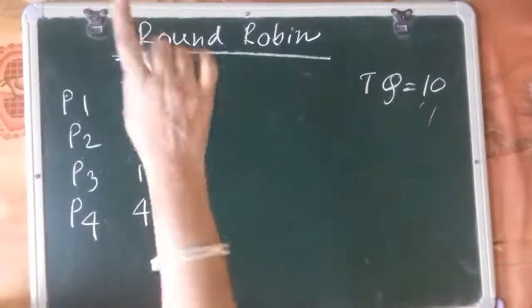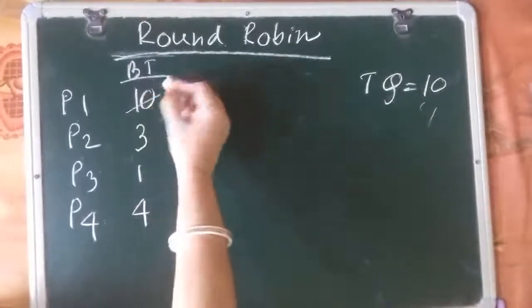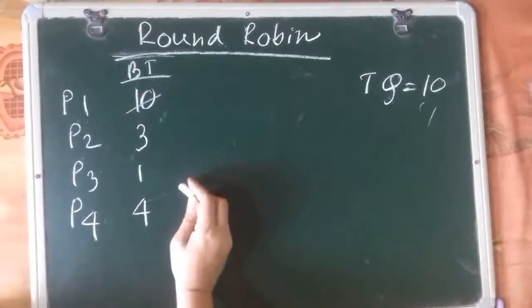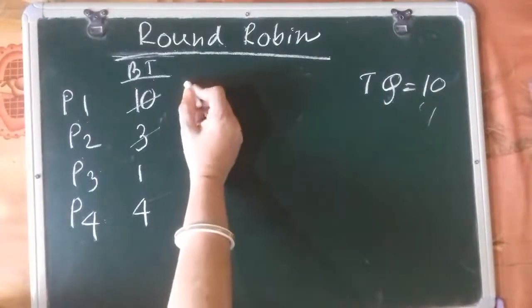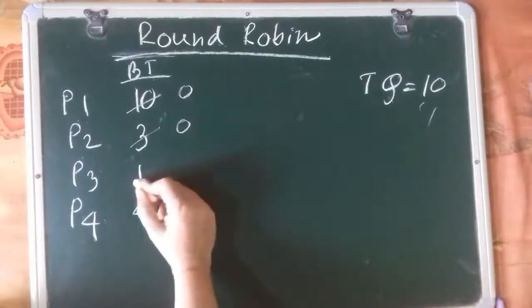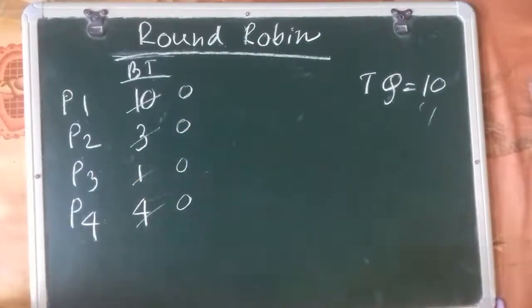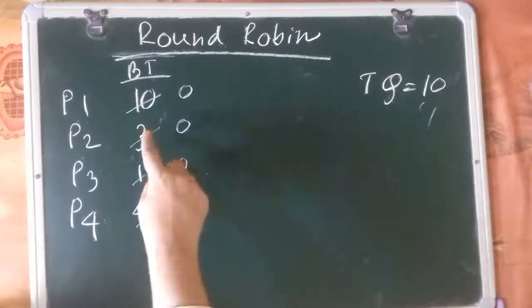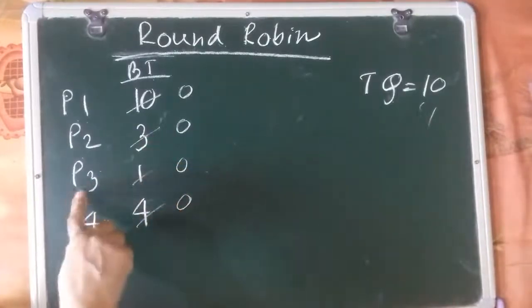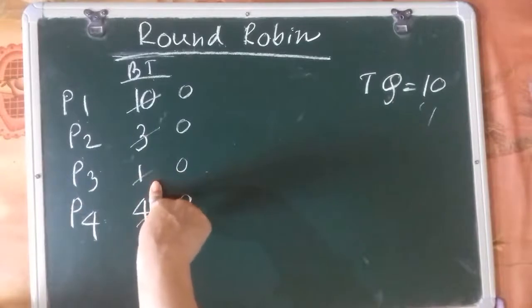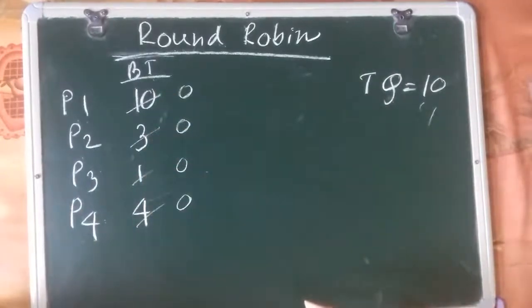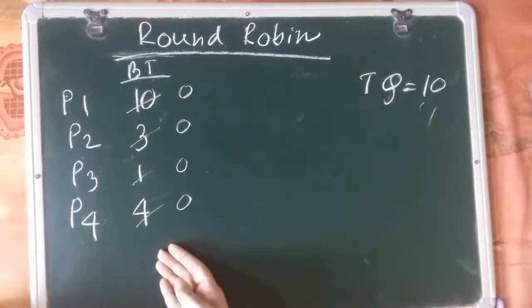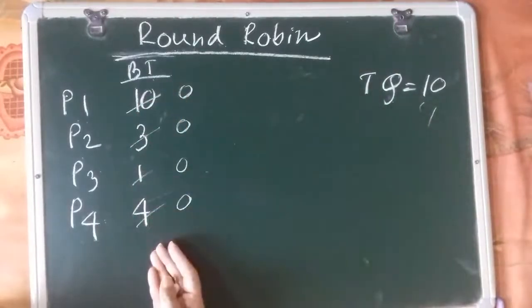Suppose we have taken it 10. In the first round only, this will be completely executed, this also will be completely executed, so this will become 0, this will become 0, this will become 0, this will become 0. But one more important thing you notice: this job P3 requires only 1 unit of CPU time. For that, how much has it waited? 10 plus 3 units of time. Then it has almost become FCFS. It has just become FCFS.